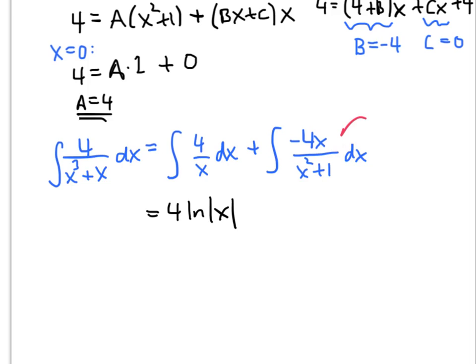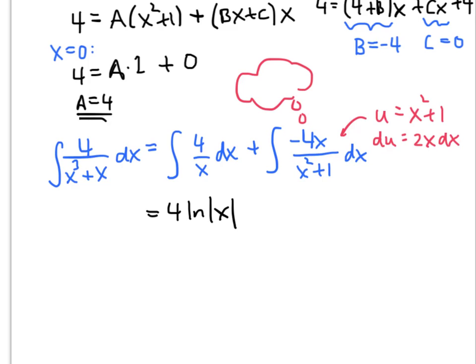Well, if I do a substitution, u equals x squared plus 1, my du is going to be 2x. Now I have a negative 4, so what I can do is break that negative 4 up into 2 times 2, or minus 2 times 2 I should say. Pull out the negative 2, and that gives me what I want. So I've got plus 2 times negative 2 times the integral of 2x divided by x squared plus 1.